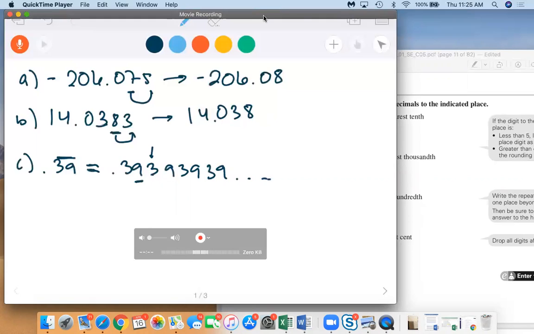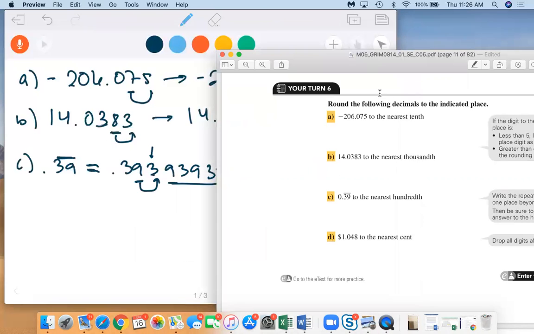So what we do is we look to the digit to the right. The digit to the right is 3. Do I care what this digit or anything over here is? No, exactly. I don't care because I only care about the digit to the right of what I'm rounding. So now if I round it to the hundredths place, I would get 0.39.